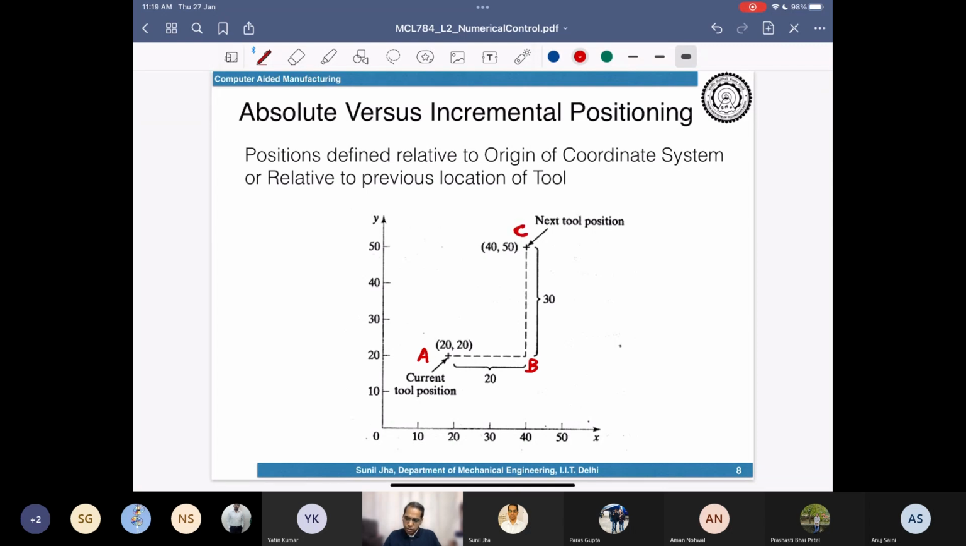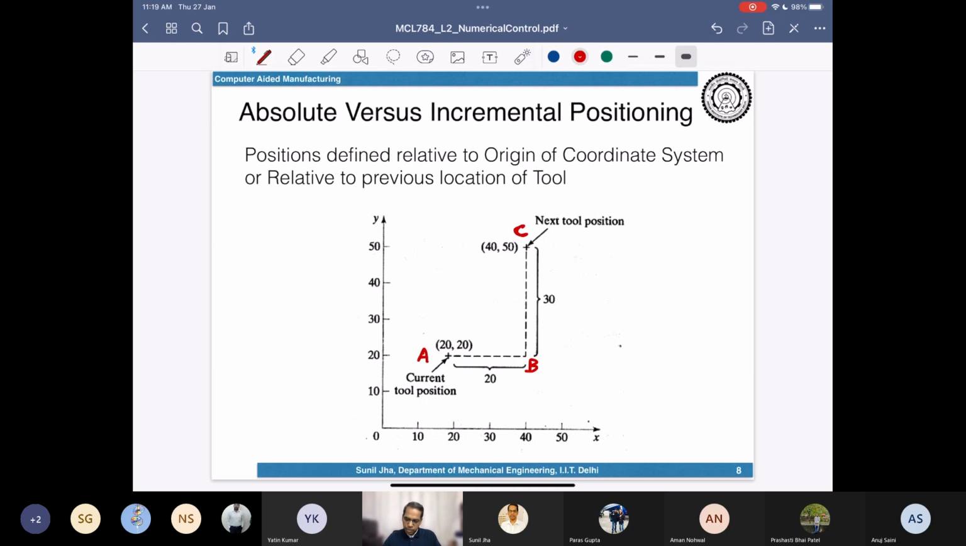So what is the absolute positioning for the point B? Who will tell me? 40, 20. Yeah, so X will be 40 and Y will be 20. So good. So you can easily find out from the basic understanding of the coordinate system. And same C is already known, it's 40, 50.